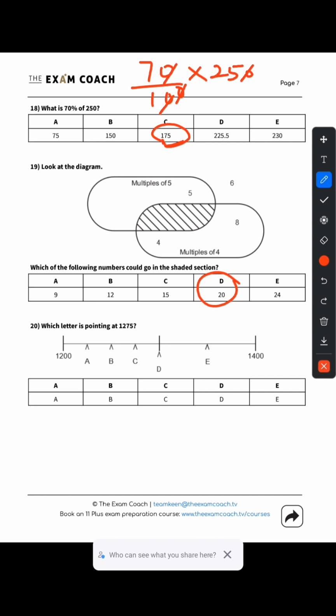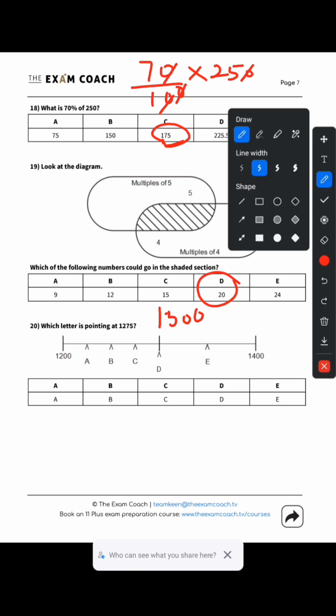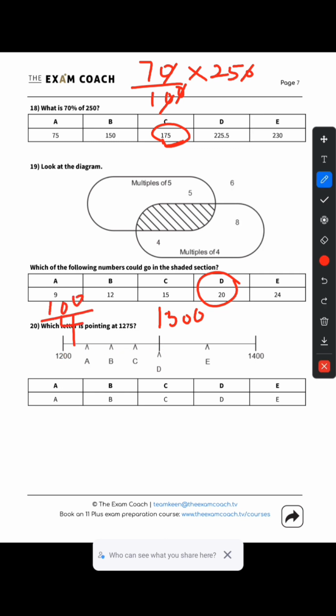The next question, which letter is pointing at 1275? Okay, looking at this chart, you see that the midpoint here is D. So between 1200 and 1400, the number should be 1300. If you're counting in hundreds, 1300 will be between. So if from here to here it's 1300, that means it has moved 100 spaces. The distance from 1200 to 1300 is 100, and there are 4 spaces. So these 4 spaces are going to share 100 equally. 100 divided by 4 gives us 25. That means each space is going to add 25.